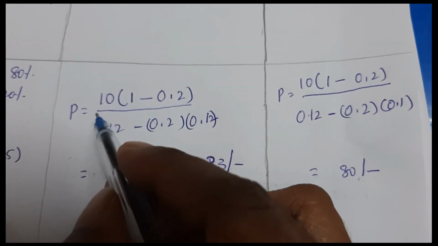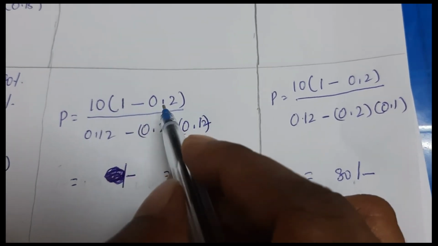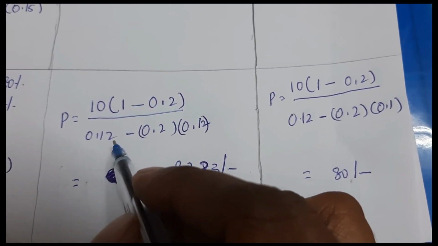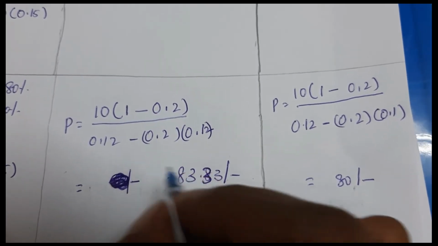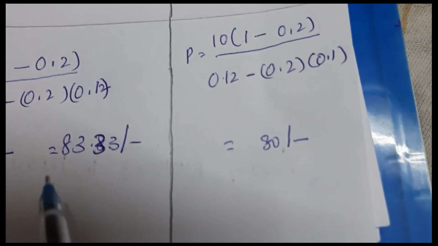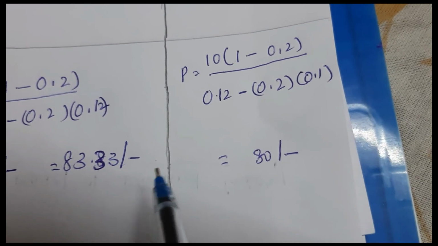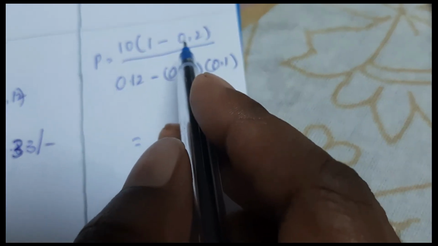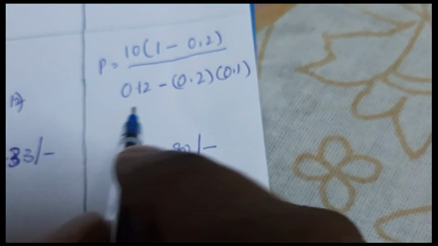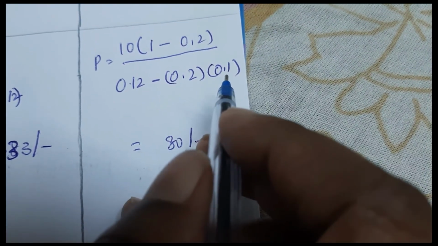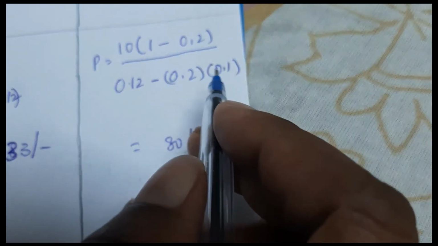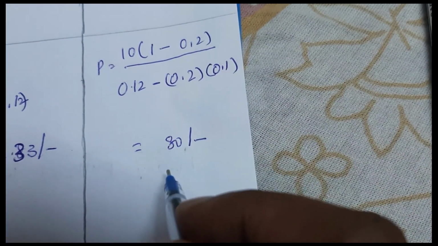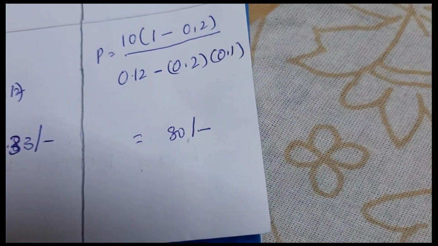So in case of normal form, P is equal to 10 into 1 minus 0.2 divided by 0.12 minus 0.2 into 0.12, and we will get 83.33 rupees. Then in case of declining form, P is equal to 10 into 1 minus 0.2 divided by 0.12 minus 0.2 into 0.1, as the rate of return is 10%, which can be written as 0.1. And if we solve, we will get rupees 80 in case of declining.